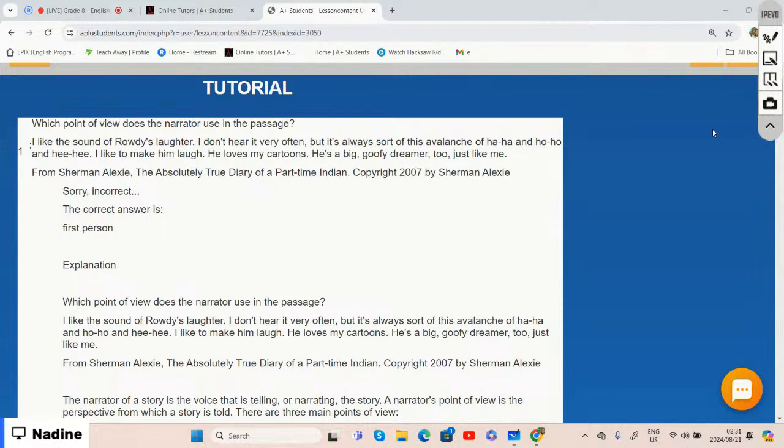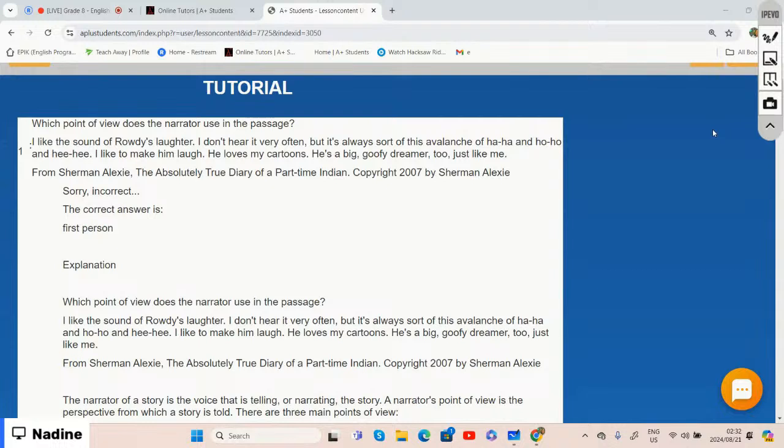I like the sound of Rowdy's laughter. I don't hear it very often, but it's always sort of this avalanche of ha ha and ho ho and he he. I like to make him laugh. He loves my cartoons. He's a big, goofy dreamer, too, just like me.